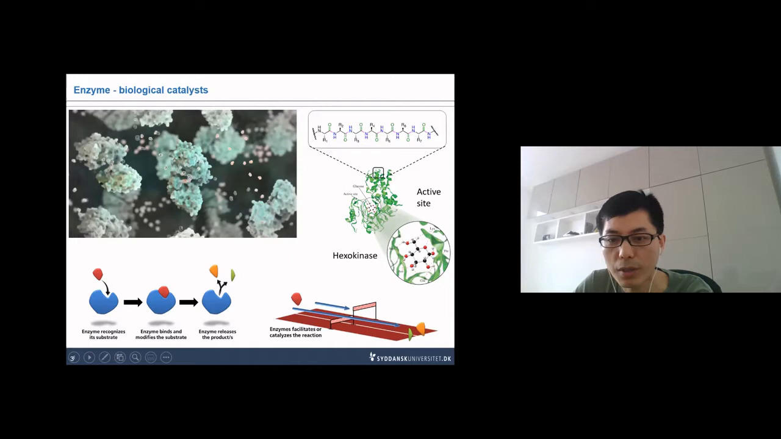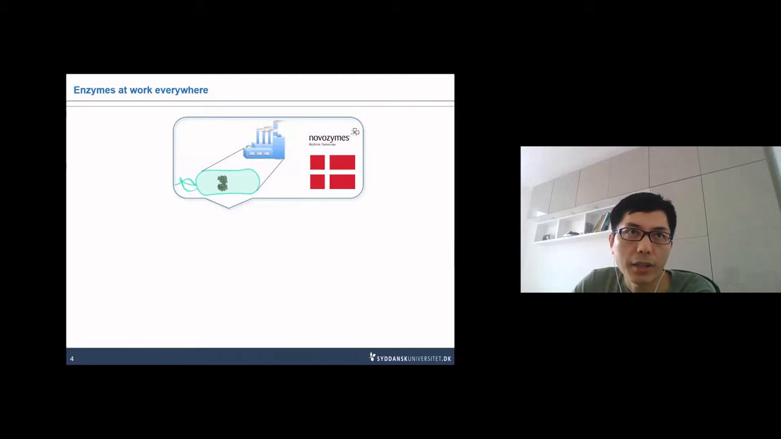Using enzymes is a very green process, neither requiring energy nor generating waste. So this is very appealing for application in industry. Today, we can reproduce and isolate enzymes from small microorganisms like bacteria and E. coli, and use them in big factories.